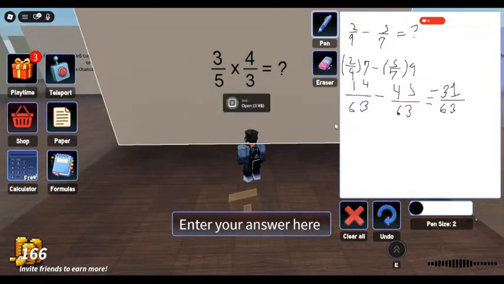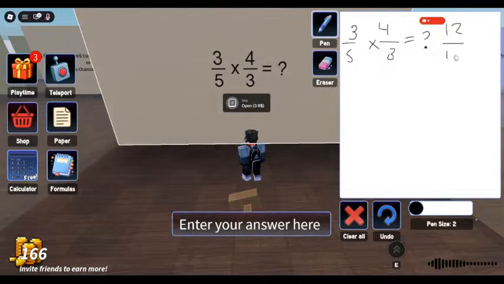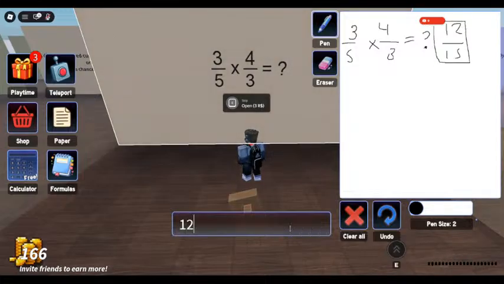Now here it's the times. In times you don't have to do the adding one, so you just do 3 all over 5 times 4 over 3 equals question mark. In the multiplication of fractions, you just times them. So 3 times 4 is 12. Yeah, that's 12. All over 5 times 3, which is 15. And that's the answer. 12 over 15.